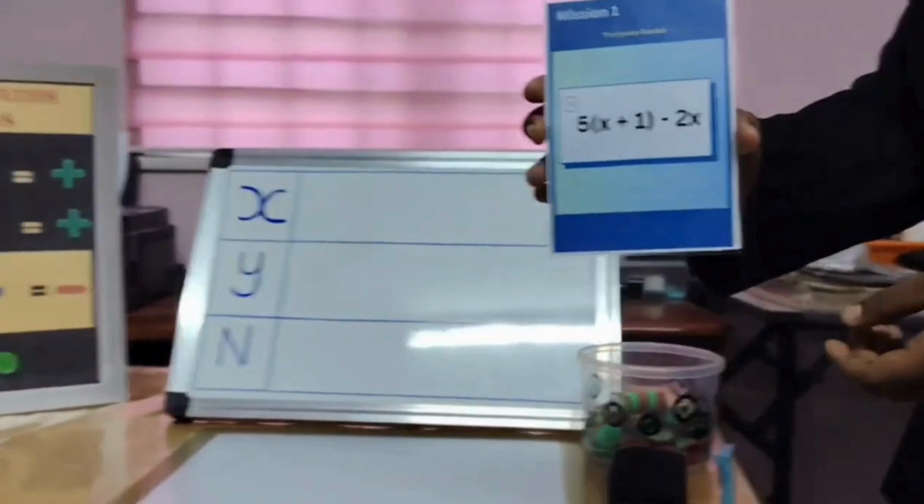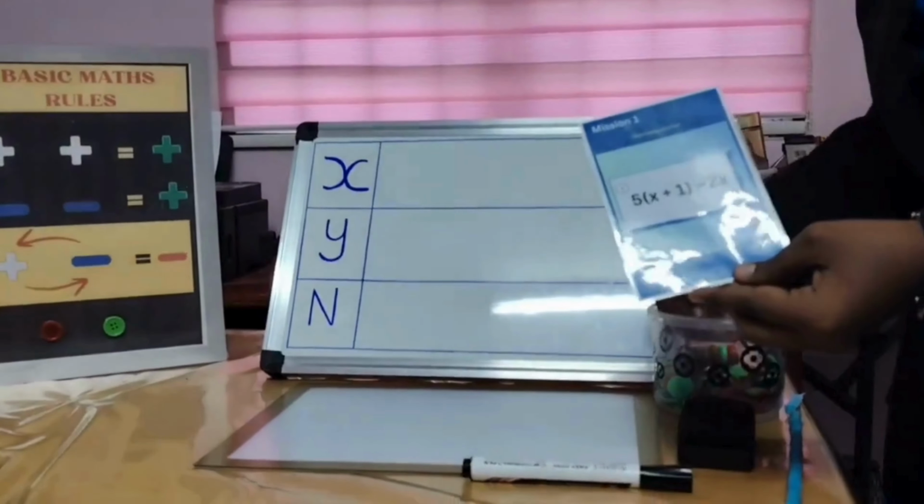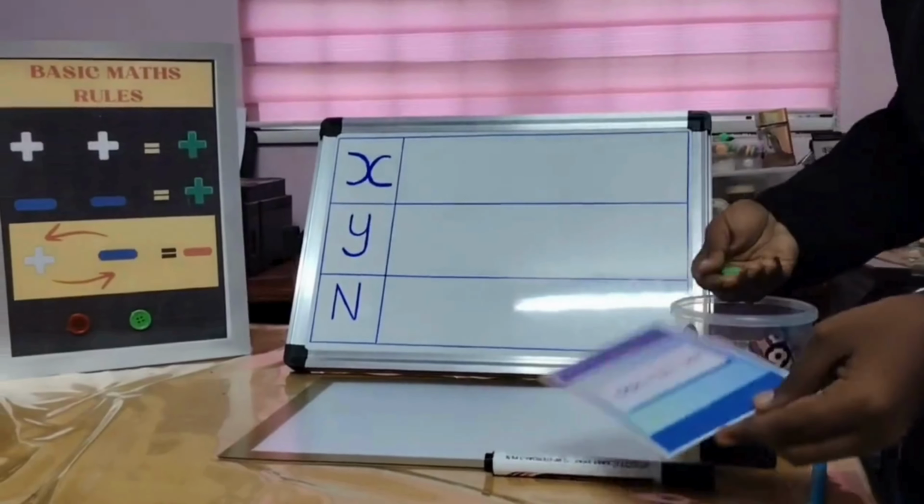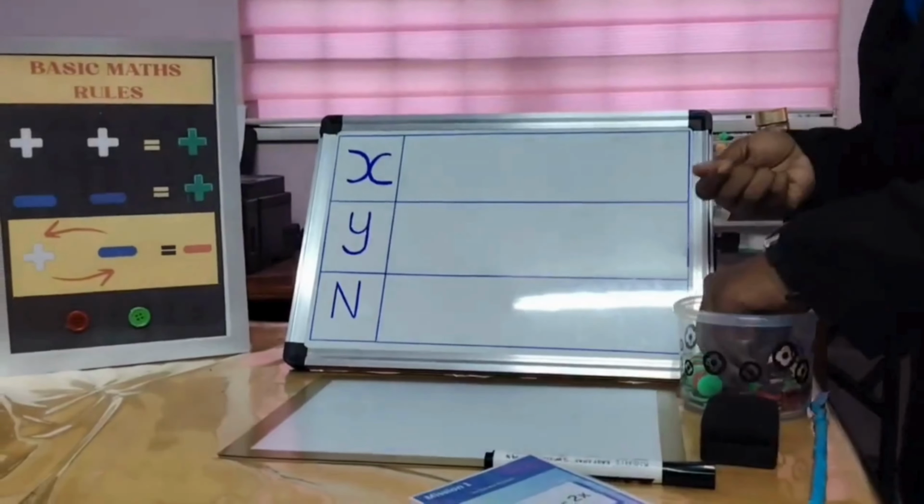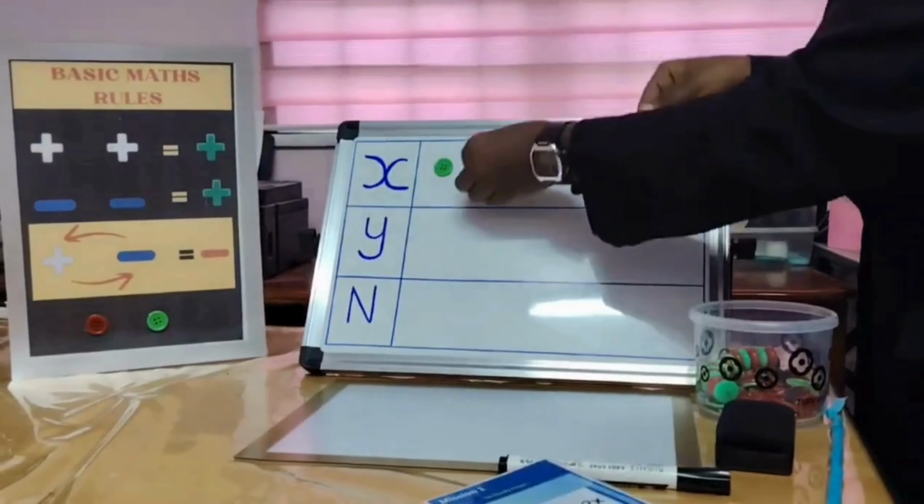Our question for mission 1 is this. So now, we are going to expand the bracket. 5 times x is 5x, which is a positive number. So we are going to put 5 green buttons in column x. 1, 2, 3, 4, and 5. Now, 5 times 1 is 5, which is also a positive number. So we are going to put another 5 green buttons in numbers.